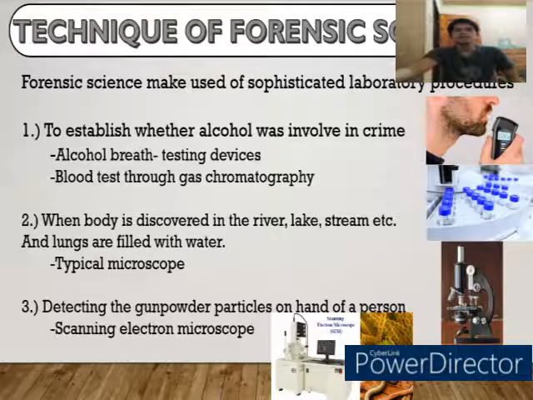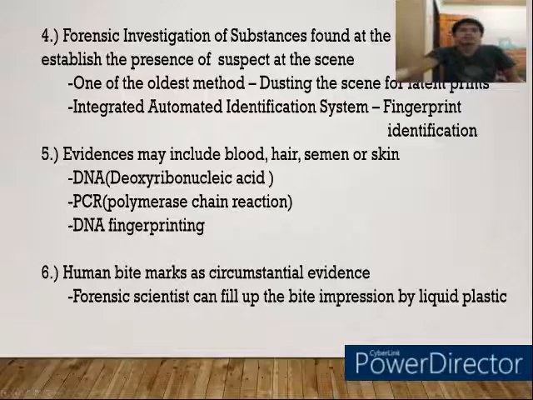Next is detecting gunpowder particles on the hand of a person. By the use of a scanning electron microscope, this type of microscope can magnify 100 times. It is used to detect gunpowder particles on the hand of a person that recently shot a gun, and also to pinpoint their origin from a particular bullet.